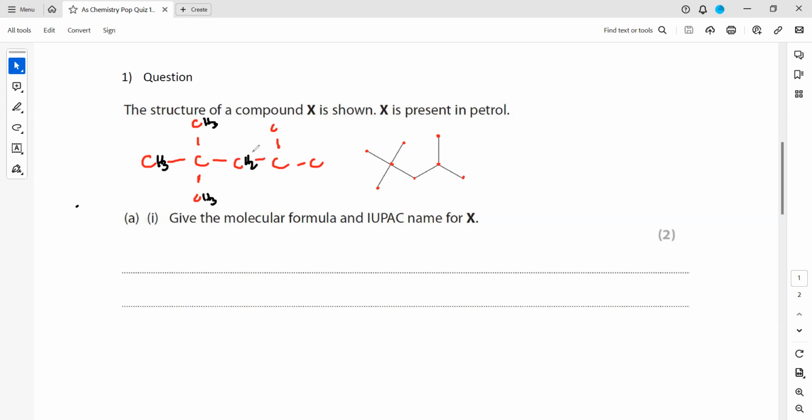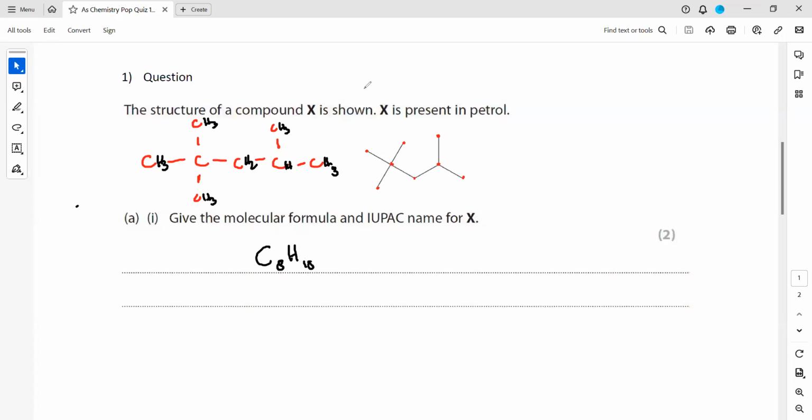So this will have 2 hydrogens. This will have 3 hydrogens. This will have 1 hydrogen, and this will have 3 hydrogens. Then molecular formula means the actual number of atoms for each element, like how many are there? Carbon: 1, 2, 3, 4, 5, 6, 7, 8. So it will be C8. And how many hydrogens? 3, 6, 9, 11, 12, and 12 plus 6 makes 18. So it will be C8H18.